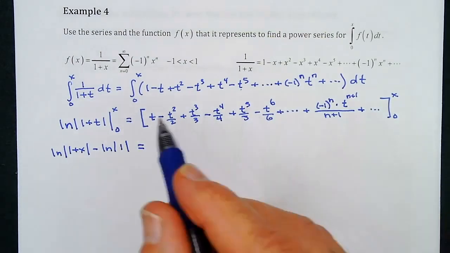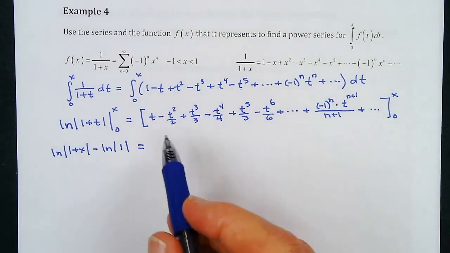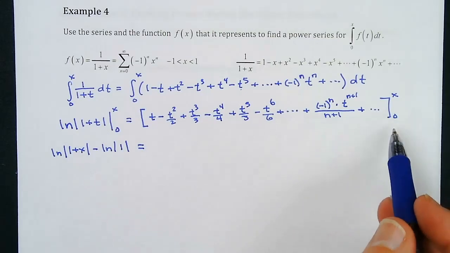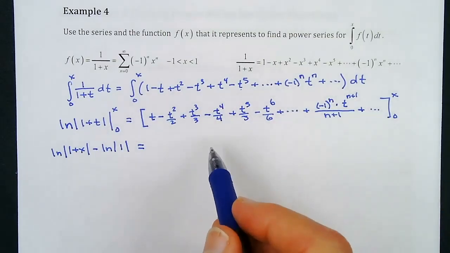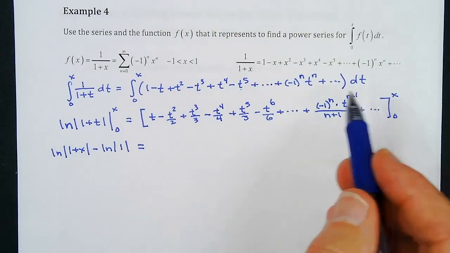Now we're going to put all our x's in wherever we see t's, and then minus, we're going to put zeros in wherever we see t. Well, every single term has t in it, so if we put 0 in, the whole thing is going to be 0. So basically all we have to do is put the x in.